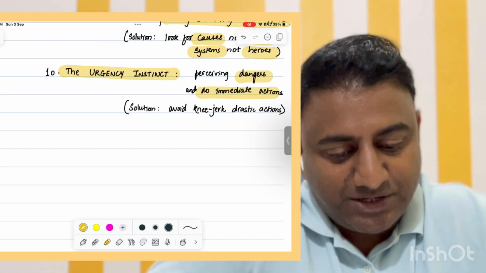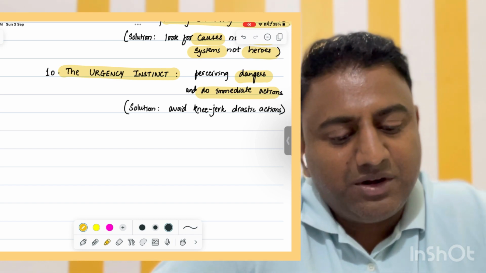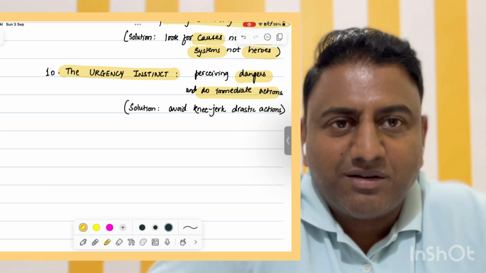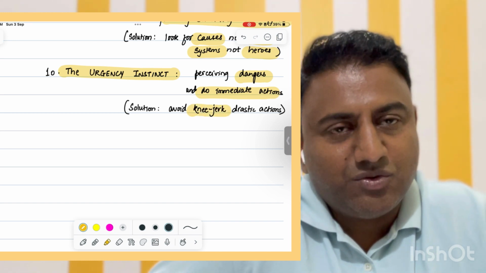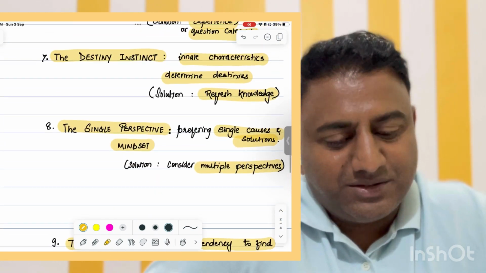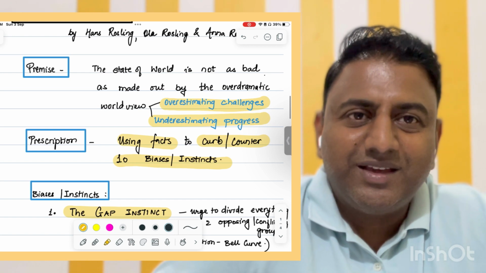Last is the urgency instinct. As the name suggests, we perceive danger and we tend to take immediate actions. There is constantly an adrenaline rush and anxiety that okay, this is urgent, so we keep on perceiving the danger. The best solution here is that we should avoid knee-jerk and drastic actions.